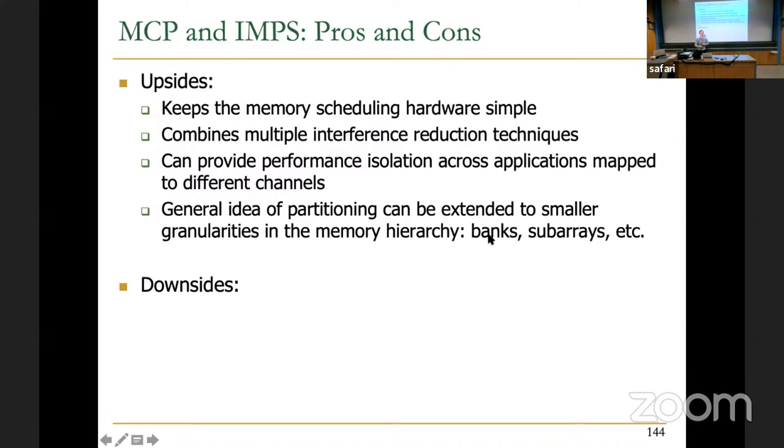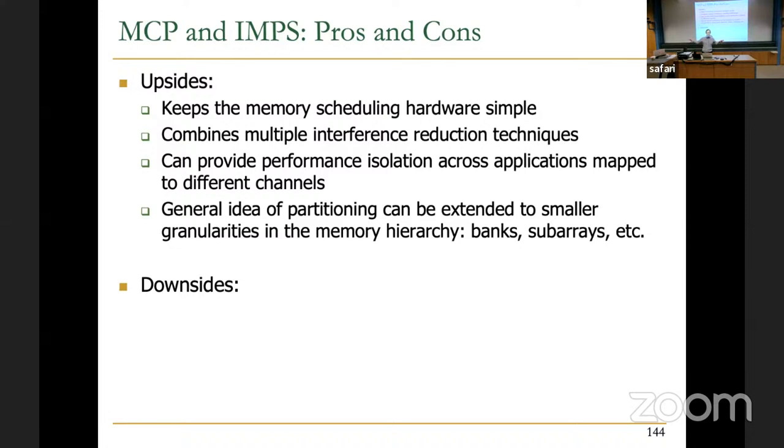And the general idea of partitioning can be extended to smaller granularities in the memory hierarchy, banks, subarrays, et cetera. And other works actually have done this. People have shown, for example, in 2012, in a PACT paper, that bank level partitioning is even better because you have more things to partition across, but you have more interference, of course, once you partition across banks. Once two applications go through the same channel, but to different banks, yes, you eliminate some amount of interference, but there is more interference compared to two applications going to different channels, right?